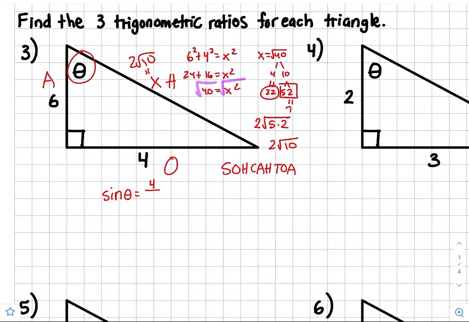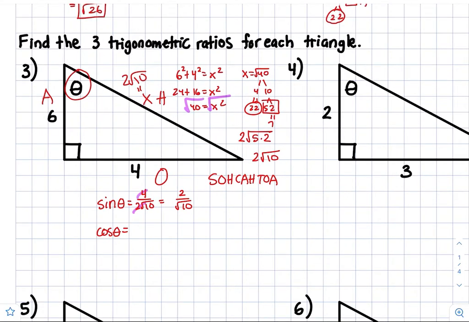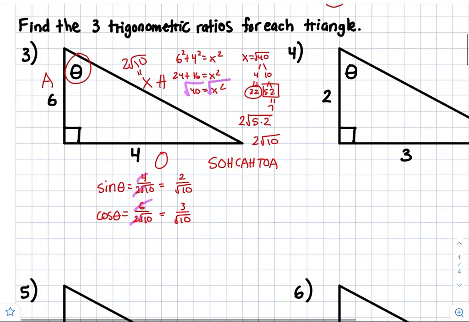Opposite over hypotenuse, which is 2 rad 10. We can cancel off 2 from top and bottom to get 2 over rad 10. Cosine theta is adjacent over hypotenuse, so 6 over 2 rad 10. We can cancel and divide top and bottom by 2. So 6 divided by 2 is 3. Cancel off 2, which just leaves rad 10.